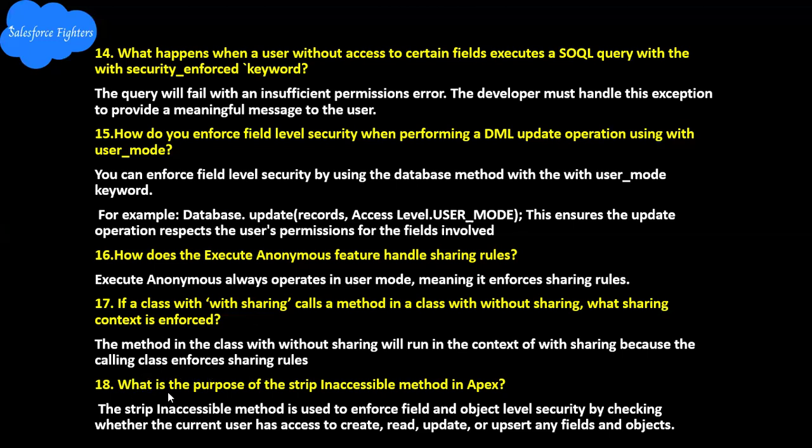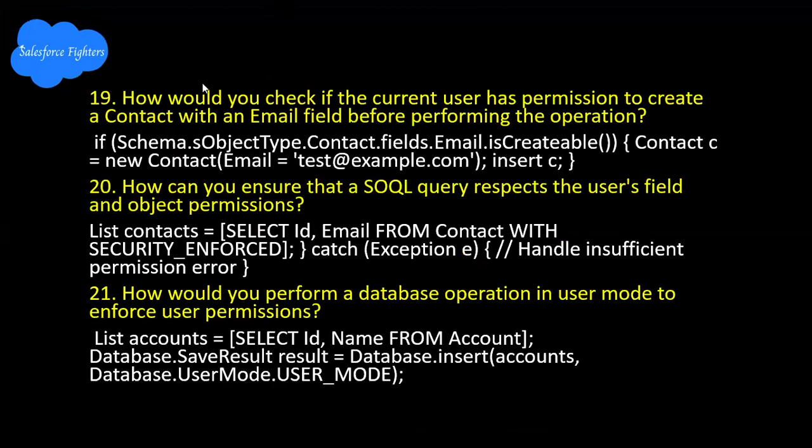Next question: what is the purpose of the stripInaccessible method in Apex? The stripInaccessible method is used to enforce field and object level security by checking whether the current user has access to create, read, update or upsert any fields and objects.